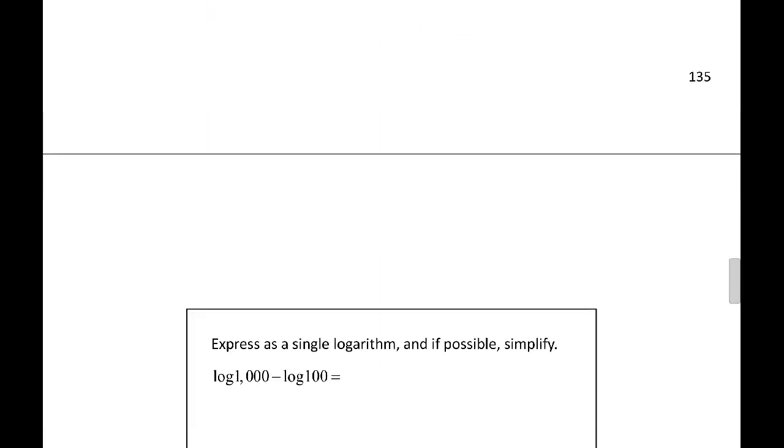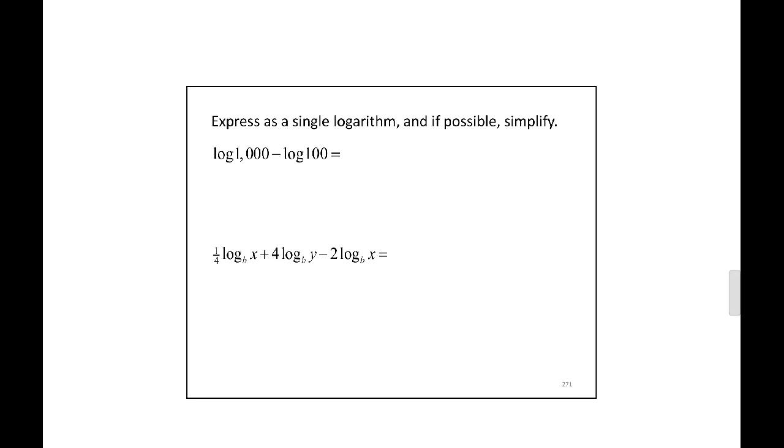So let's look at a few examples. Express as a single logarithm, and if possible, simplify. Well, first example we have is log of 1,000 minus log of 100. Because this is a difference of two logarithms, we can make this a quotient. So log of, and our base here is 10, it's understood as a common log, so log of 1,000 divided by 100. 1,000 divided by 100 is 10. And because this is a common log, log base 10 of 10 would be equal to 1.